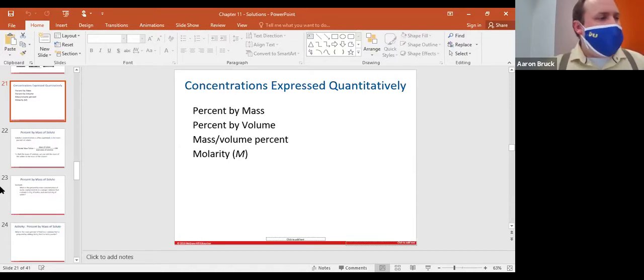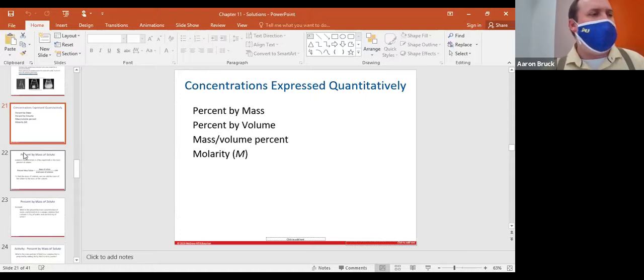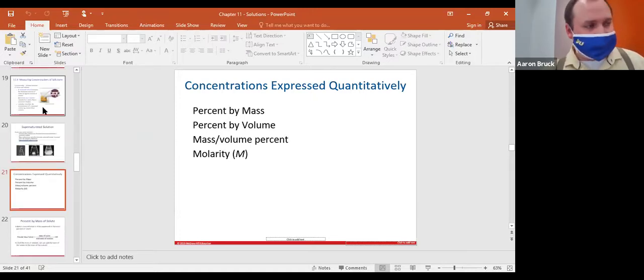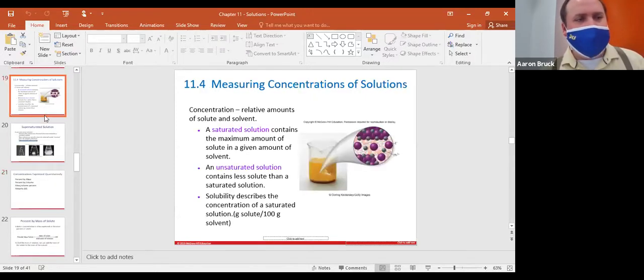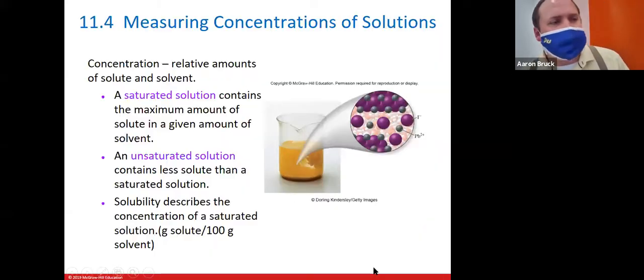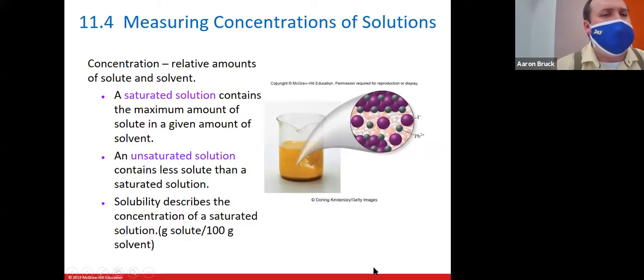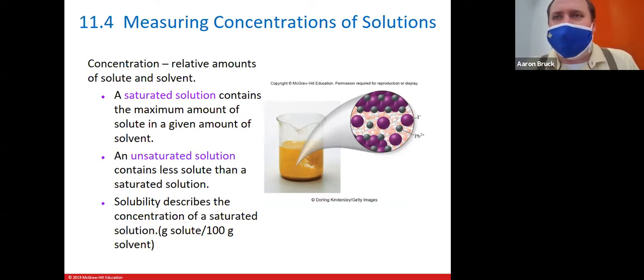But today our focus is going to be on concentration values. When we talk about concentration measurements, there are some calculations that are involved, and there are some terms that are involved as well. So we're actually going to start chapter 11 here in the middle, section 4, measuring the concentration of solutions.